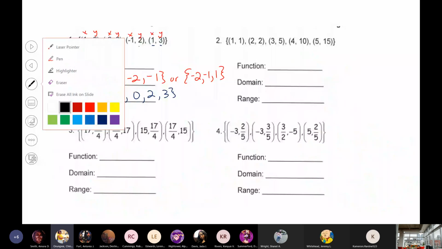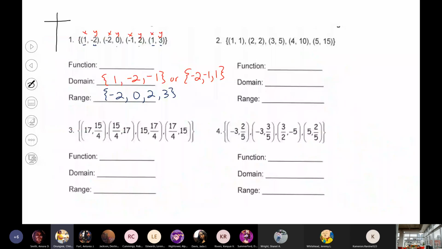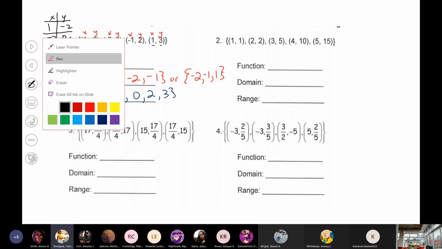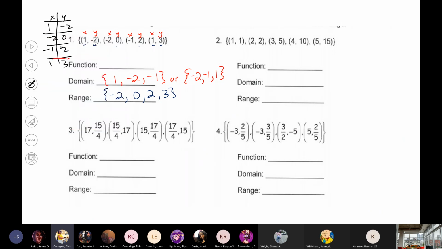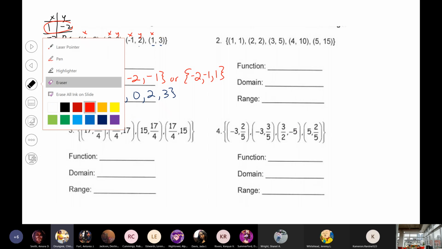So let me write it in a table just so you can see. I have x and y, right? I have 1, -2; -2, 0; -1, 2; 1, 3. I have 1 showing up 2 times in my x with different y's. If it was 1, -2 again, I would be fine. But it's 1, 3. It's telling me 2 different y's for my same x. So it's not a function. So this set is not a function.